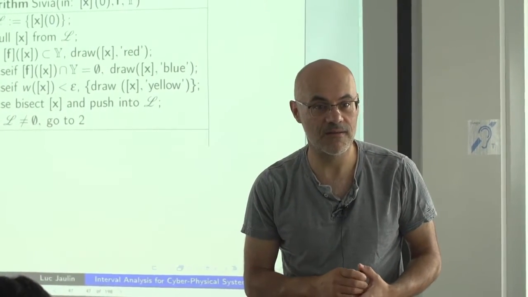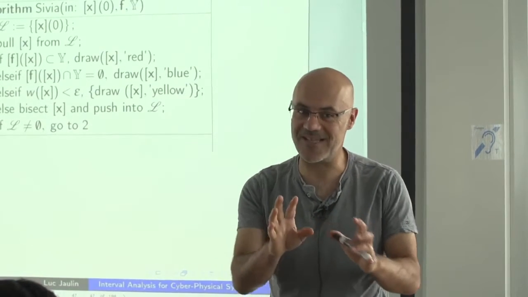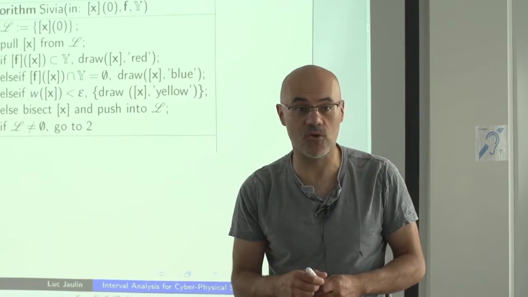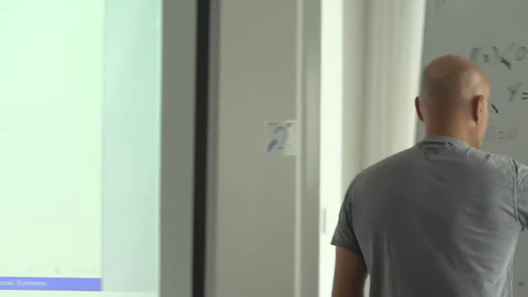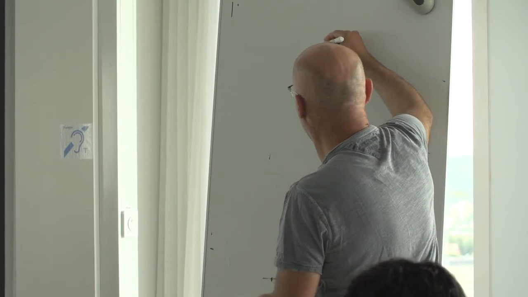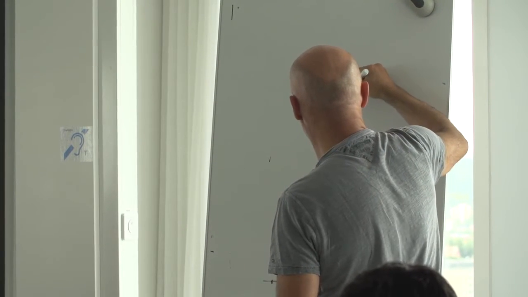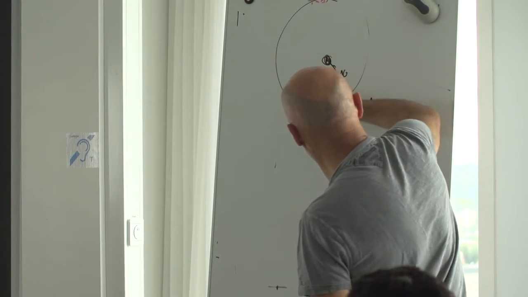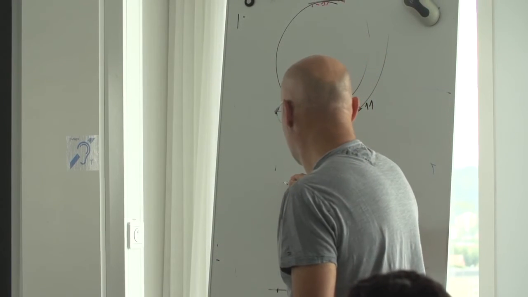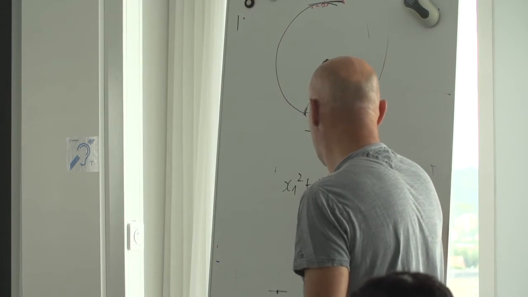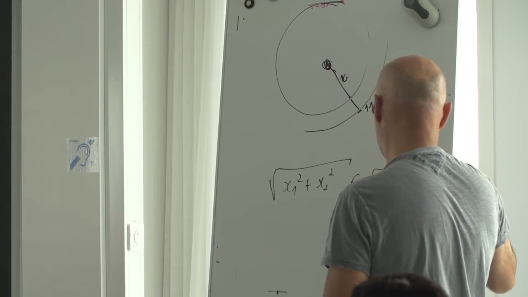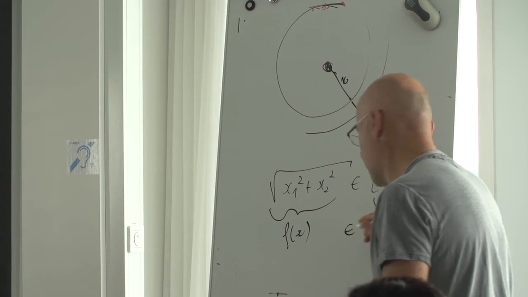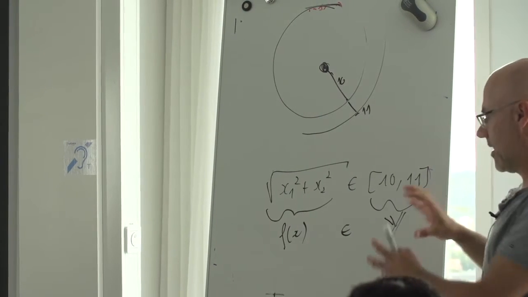Typically the set that you want to invert is your safe zone, as I will show later. But normally it corresponds to data or things you know. For instance, if you know that the robot is at a distance between 10 and 11 meters from a mark, which is here, you know that your robot is here. You describe it by x1 squared plus x2 squared belongs to [10, 11]. This corresponds to Y, and this corresponds to f of x. An information can be represented as a set inversion problem.